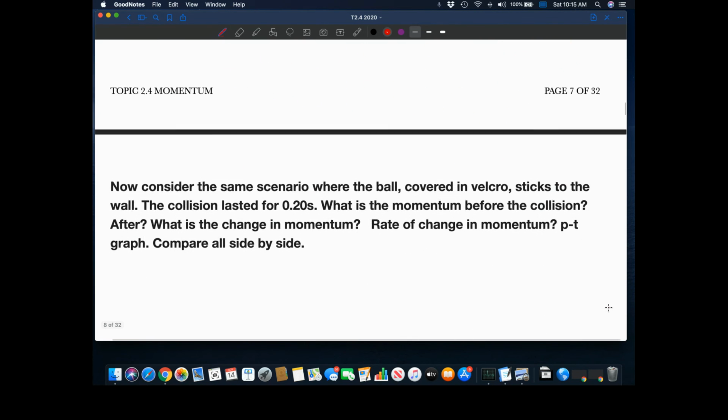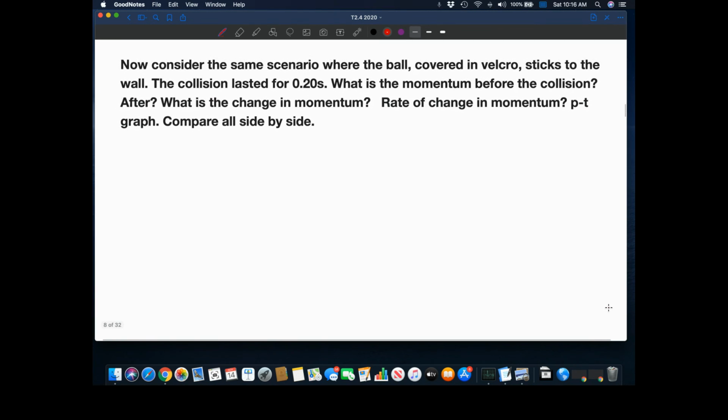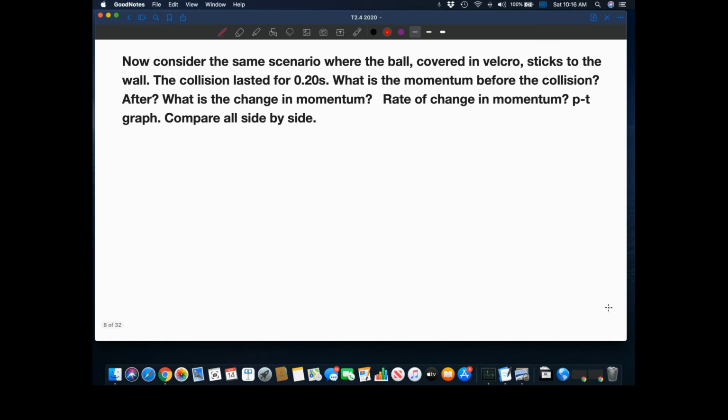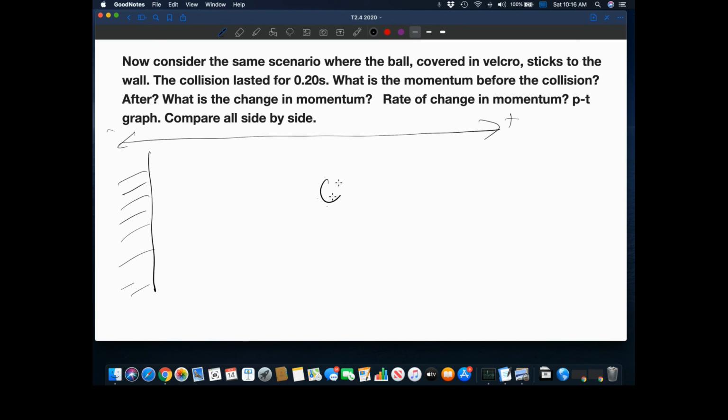All right, so our last step here is we're going to consider the same scenario we had above, but now the ball is going to be covered in Velcro, which means it will stick to the wall. So we know we have a p0 equal to minus 6 kilogram meters per second, and then the ball sticks. And so the p afterward is 0 kilogram meters per second. And let's say it lasted for 0.2 seconds.